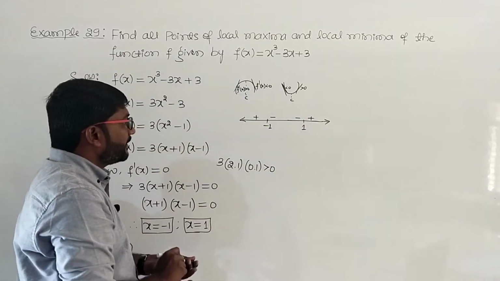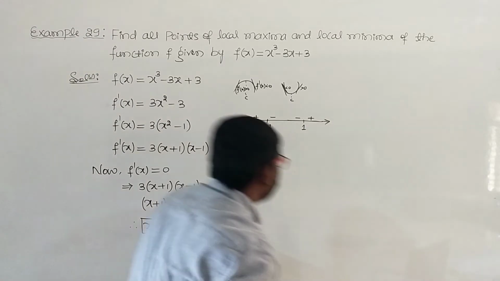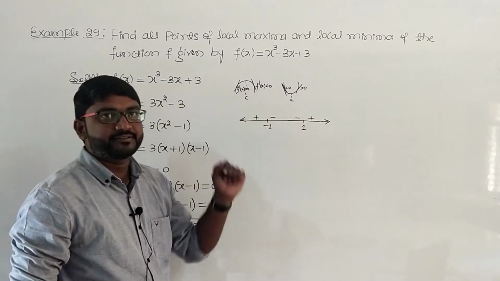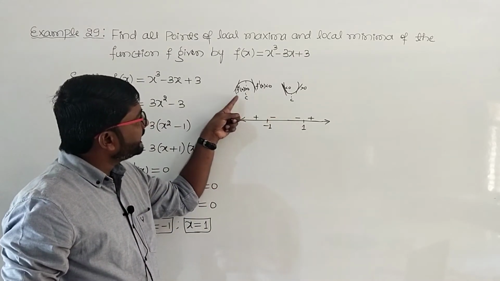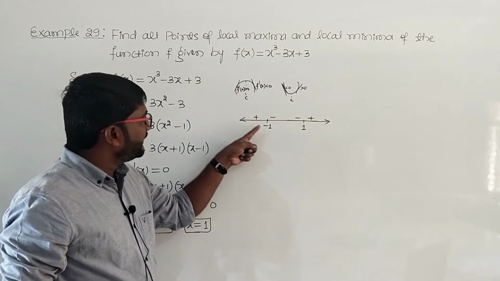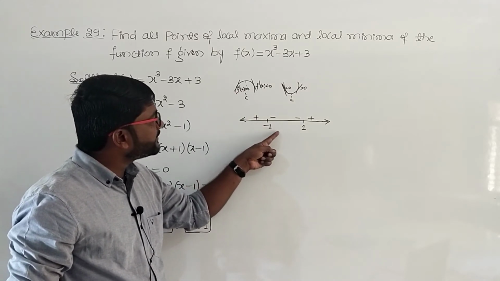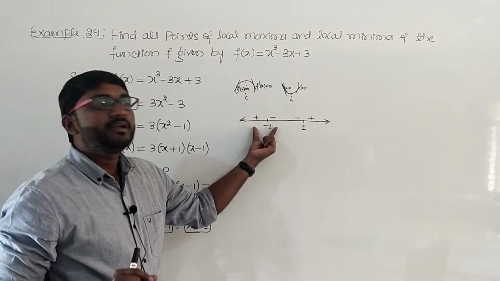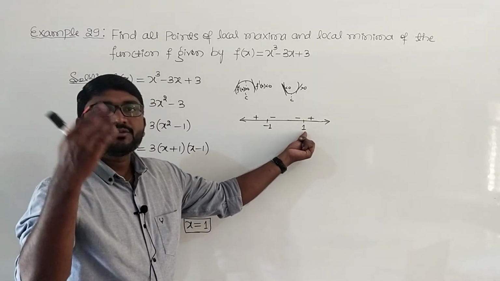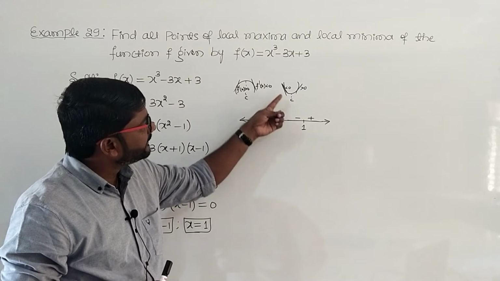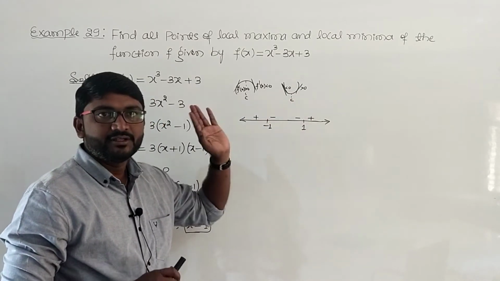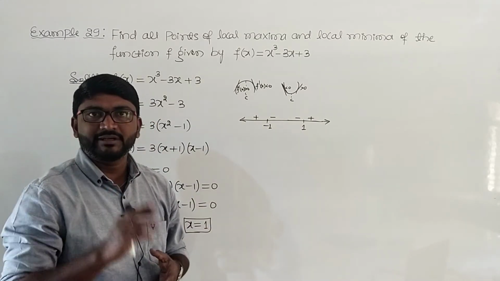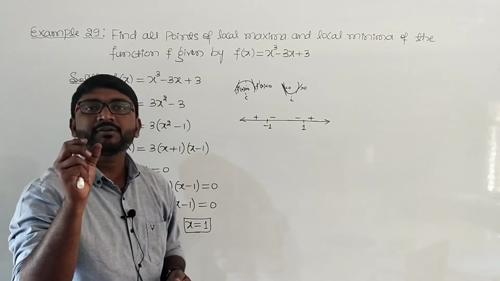Which is the point of local maxima and which is the point of local minima, that you have to analyze. See these two graphs. Close to c and to the left of c it is greater than 0, and close to c and to the right of c it is less than 0. So this is going to be the point of local maxima, whereas x equal to 1 is going to be the point of local minima. Left of it less than 0, right of it greater than 0. So by the first derivative test we can say that x equal to minus 1 is a point of local maxima and x equal to plus 1 is a point of local minima.